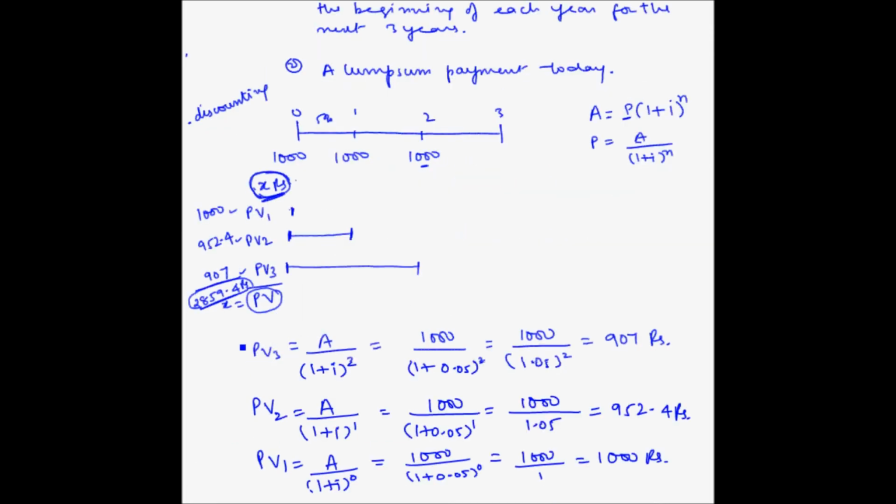So here basically what we have done is we have found the present value by adding up PV1, PV2, PV3. PV1 is nothing but A divided by 1 plus i to the power 0. Now this present value is for 3 years, so it was A divided by 1 plus i to the power 0, plus A divided by 1 plus i to the power 1, plus A divided by 1 plus i to the power 2. So now let's try to find a generic formula for the present value of an annuity due.